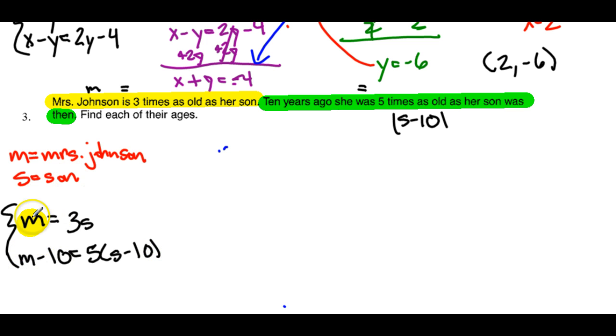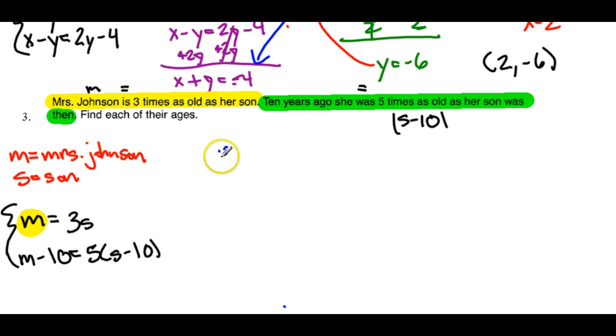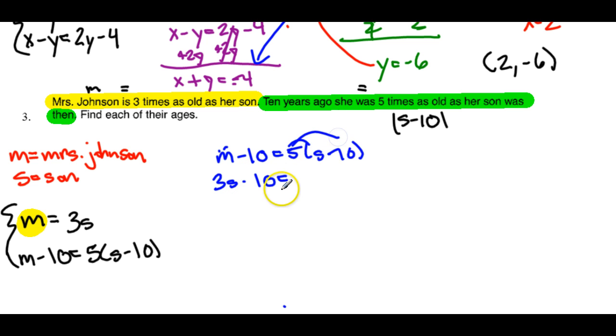Okay? Now, hopefully you see now that the easiest method in this case would probably be substitution, because the variable is already by itself. M equals. I could just plug this in for m down here. Okay? So if we do that, so I'm going to take this second equation, m minus 10 equals 5 parentheses s minus 10. And I'm going to plug in 3s for m. So this m will be 3s minus 10 equals, I'm going to distribute 5s minus 50.